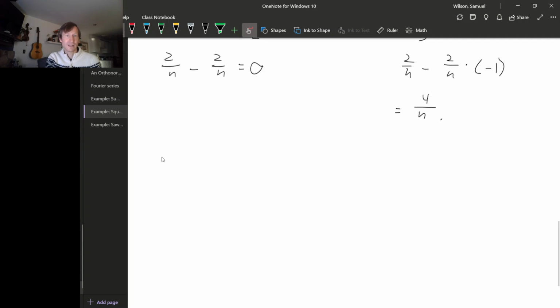So let's just write down the first few of these. So this is going to be an infinite series, but let's just write out the first few. So we need 4 over n, that was the inner product we found, divided by the square of the norm of the basis function that we're on. But for all of the sine basis functions, the square of the norm is pi. So we just get pi here.